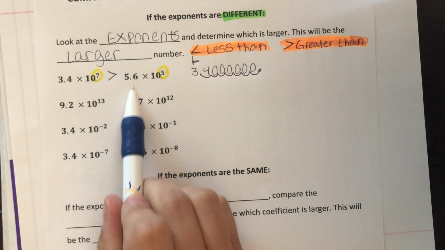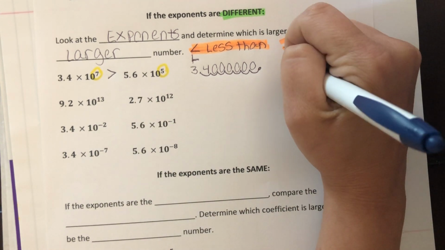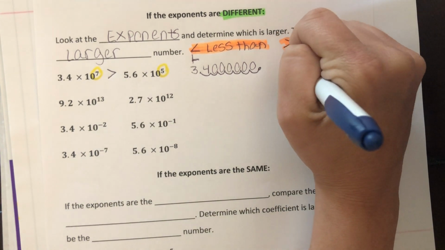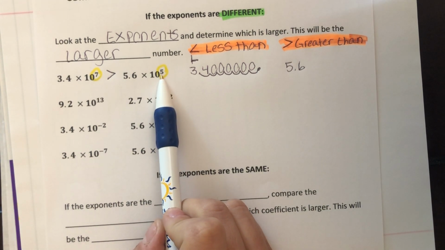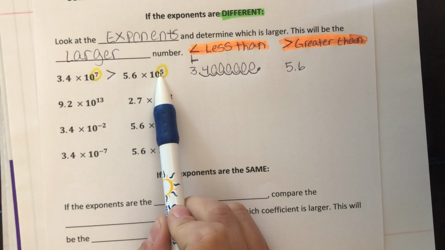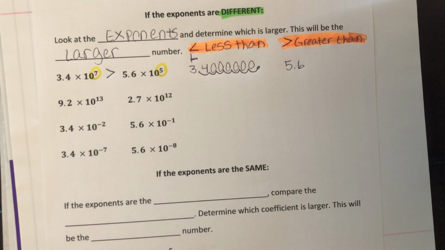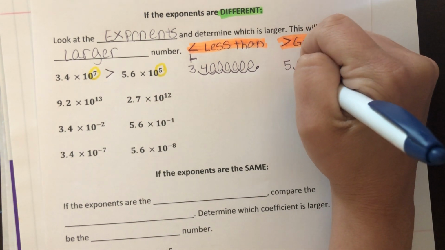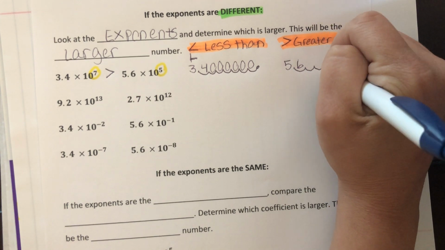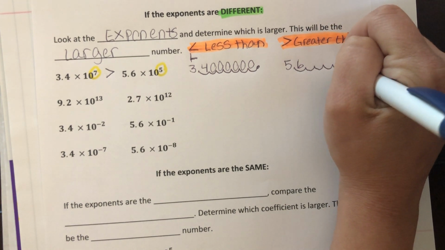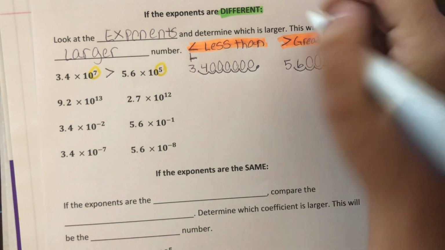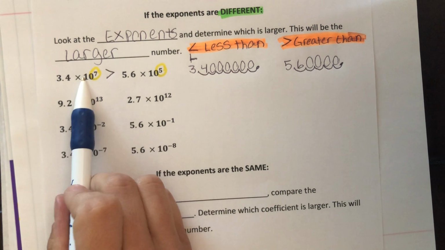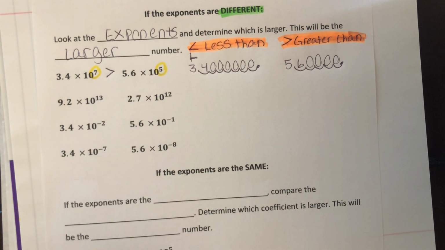And I'm going to do the same thing for my other number in scientific notation. 5.6. This time I need to move my decimal to the right 5 places. Remember, when it's a positive exponent, it's going to give us a big number. 1, 2, 3, 4, 5. Now my decimal point's all the way down there. And I'm going to fill in my zeros. So we just took our numbers written in scientific notation and we converted them to standard form.